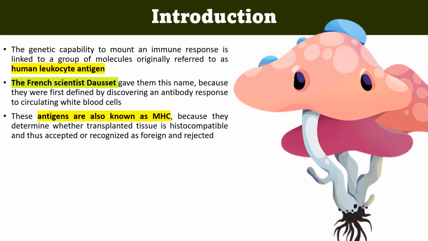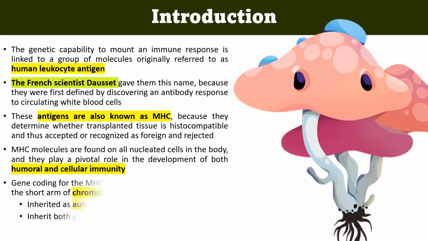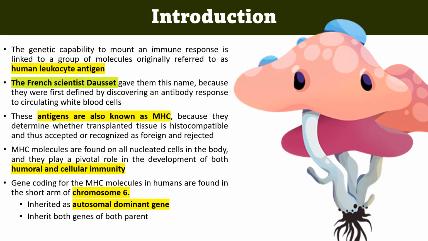These antigens are also known as MHC because they determine whether transplanted tissue is histocompatible and thus accepted, or recognized as foreign and rejected. MHC molecules are found on all nucleated cells in the body, and they play a pivotal role in development of both humoral and cellular immunity. Genes coding for MHC molecules in humans are found on the short arm of chromosome 6, inherited as autosomal dominant genes, with both genes inherited from both parents.